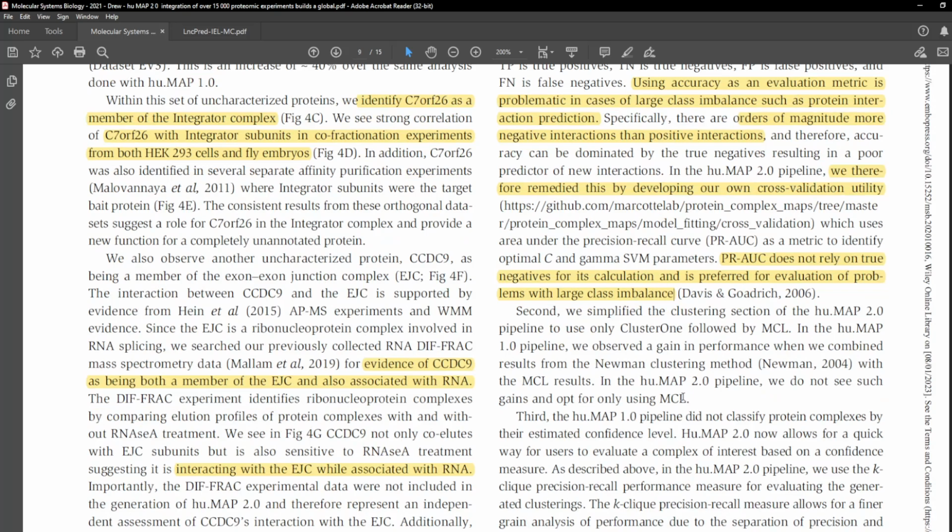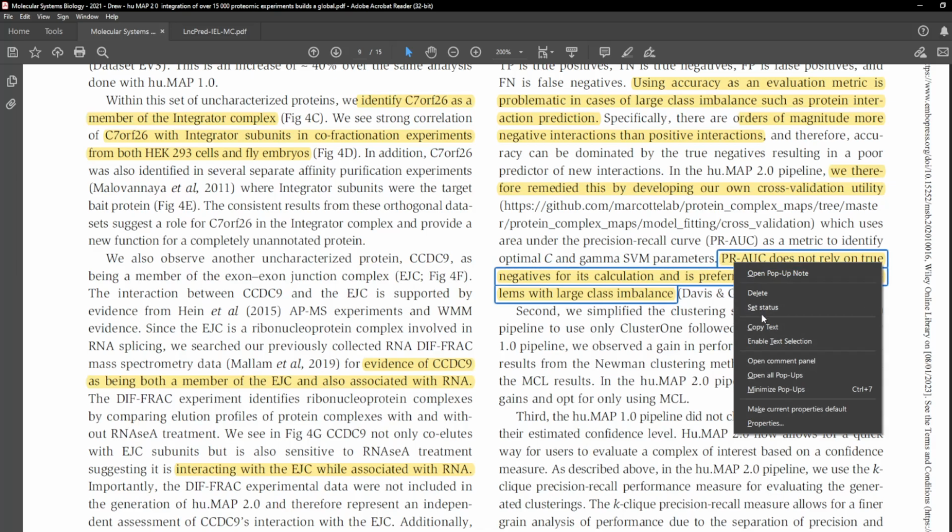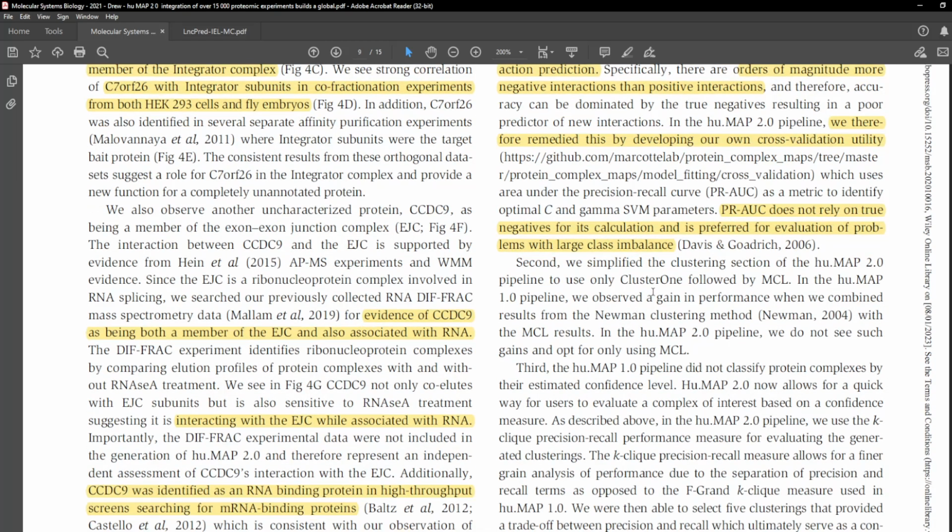Second, we simplified the clustering section of the Hu.MAP 2.0 pipeline to use only ClusterONE followed by MCL. In the Hu.MAP 1.0 pipeline, we observed a gain in performance when we combined results from the Newman clustering method, Newman, 2004, with the MCL results. In the Hu.MAP 2.0 pipeline, we do not see such gains and opt for only using MCL.